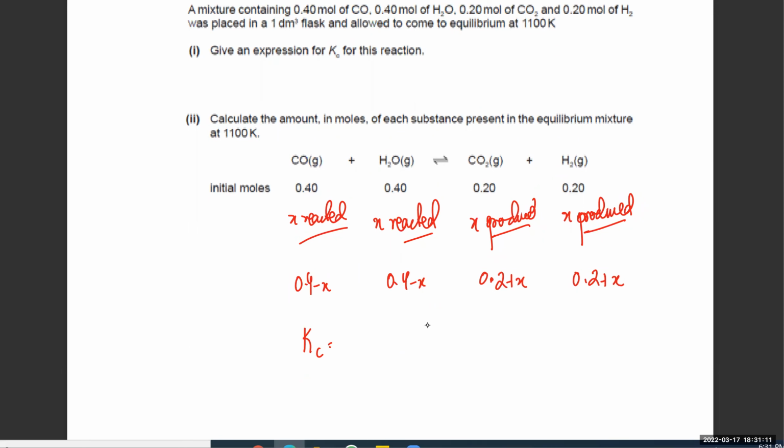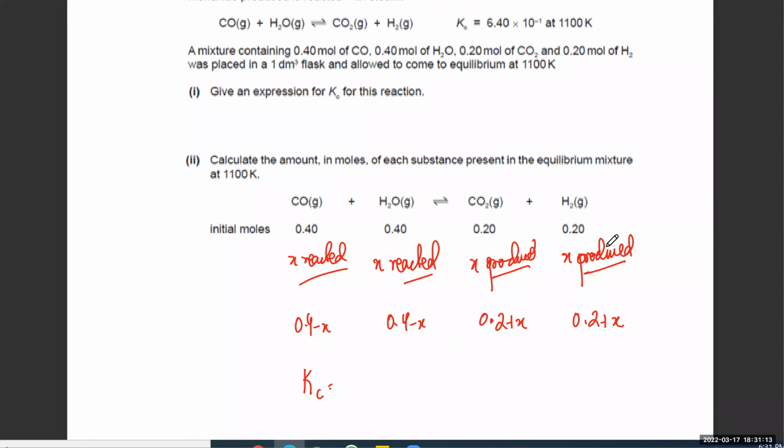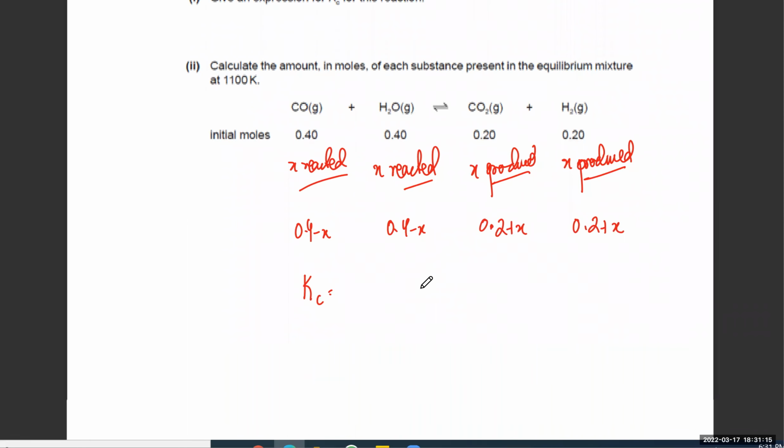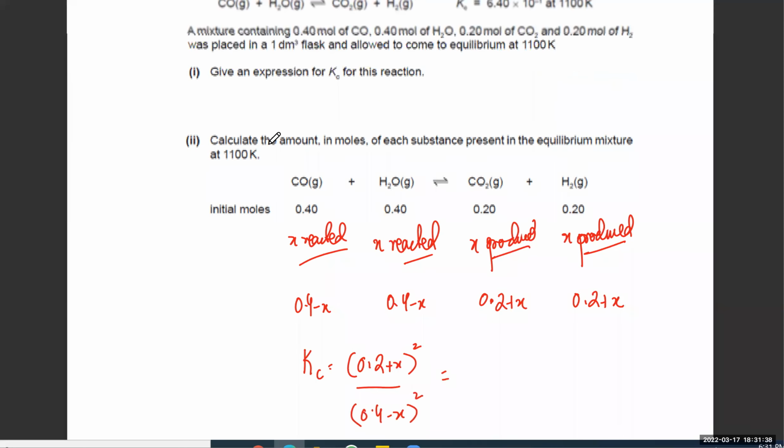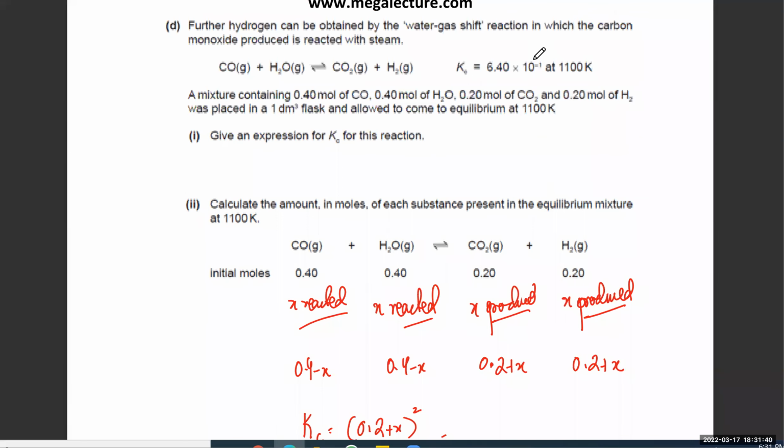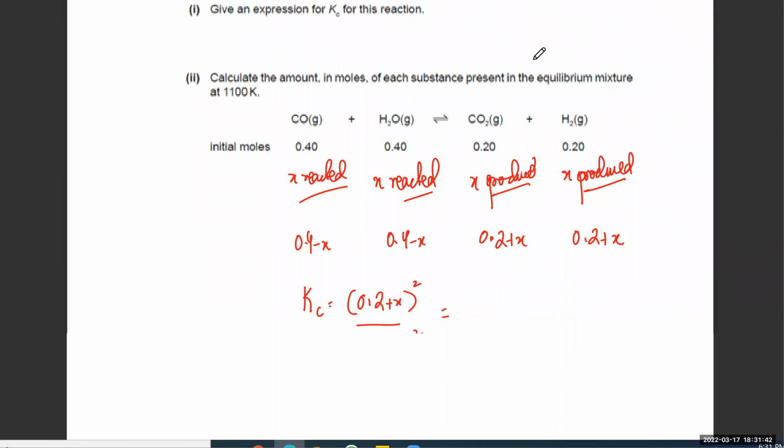Again, he did give us the volume, 1 dm cubed, but that wasn't needed because the units would cancel out, so you can just use moles directly. So it's going to be 0.2 plus X into 0.2 plus X, so this squared, divided by the reactant, 0.4 minus X, which is also squared, right? And the Kc value, he gave us at 1100 kelvins, it's 6.4 times 10 to the power minus 1. So that is provided.